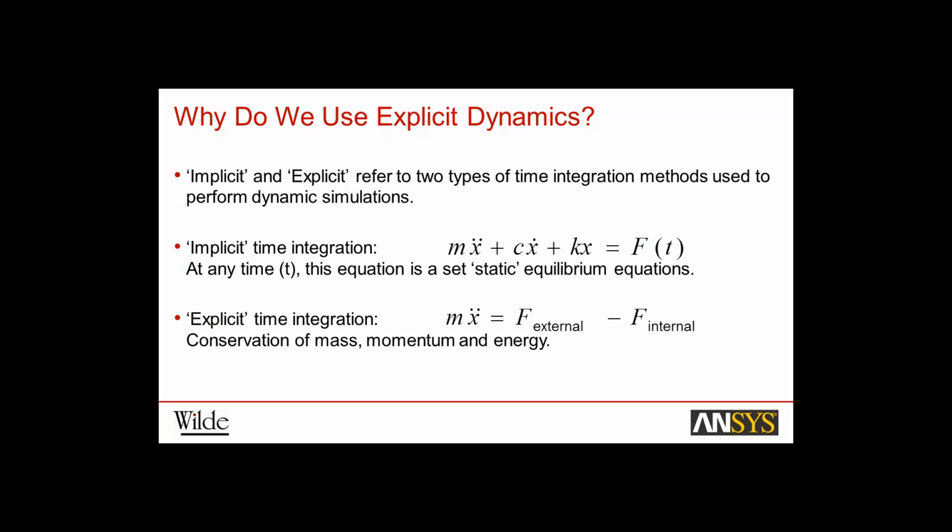Just looking at these two equations, we can see that the implicit method has difficulty with convergence when problems are highly nonlinear. If we look at the explicit approach, we can see that there's no convergence checking. There's no inverting of stiffness matrices. So the solution is relatively straightforward to calculate.